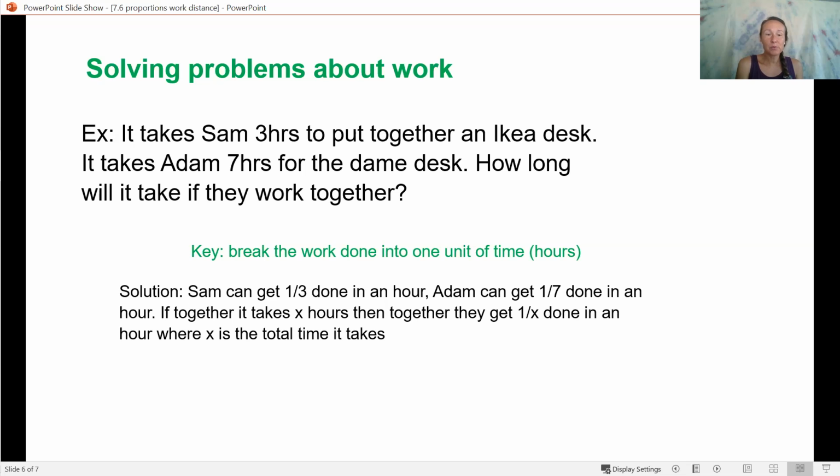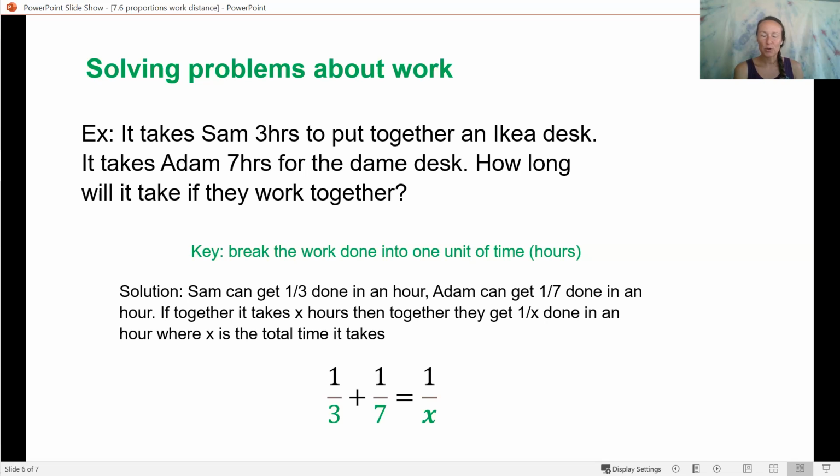But then what we really want is how long is it going to take them if they work together? So we're going to call it X hours. It takes them X hours to complete this task together. So in 1 hour, they will have completed 1/X of the work, okay? Where X is the total time that it takes. So we can set up an equation that isn't directly about the total time, but the total time is in there.